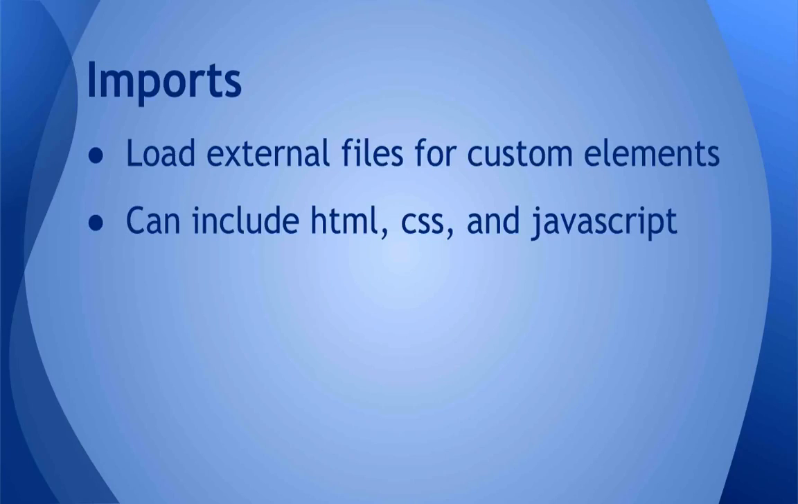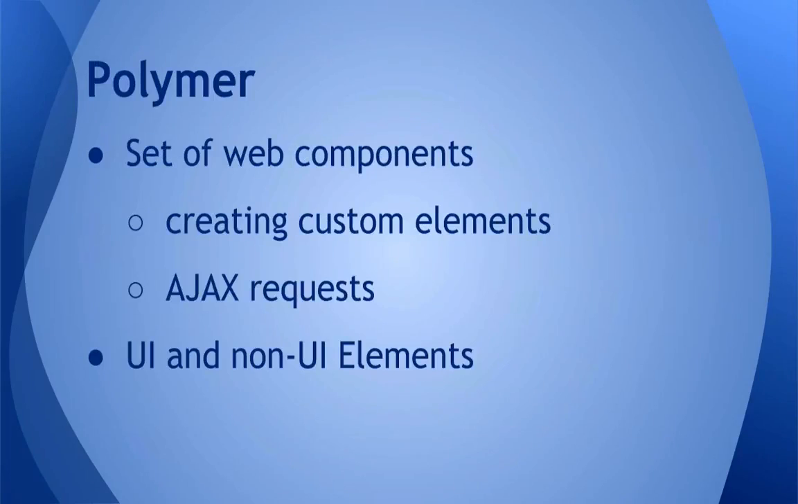And now that we have a grasp of what web components are, let's take a look at Polymer and how it can help in assisting us to create web components. Polymer is a set of web components that the Polymer team at Google has made to allow essential functions. It can make things much simpler and faster when it comes to creating custom elements and making AJAX calls. There are both elements that can be seen, which are called UI elements, and elements that are not seen, called non-UI elements.